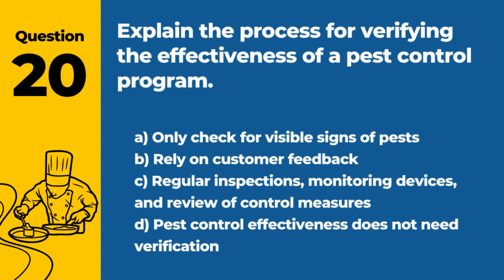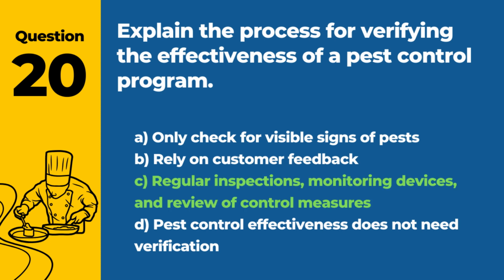Question 20. Explain the process for verifying the effectiveness of a pest control program. A. Only check for visible signs of pests. B. Rely on customer feedback. C. Regular inspections, monitoring devices, and review of control measures. D. Pest control effectiveness does not need verification.